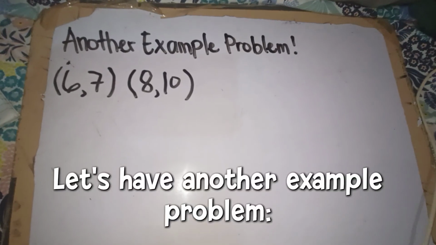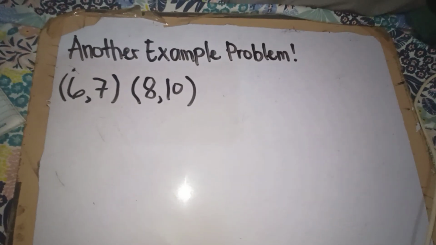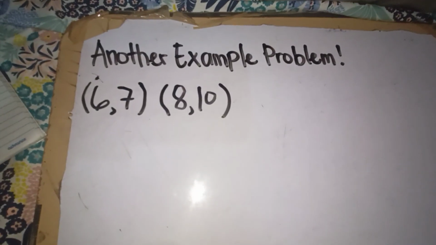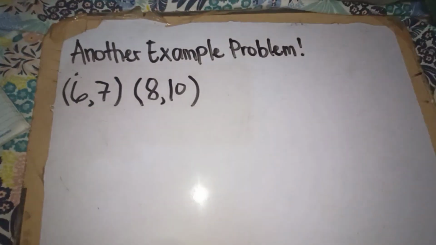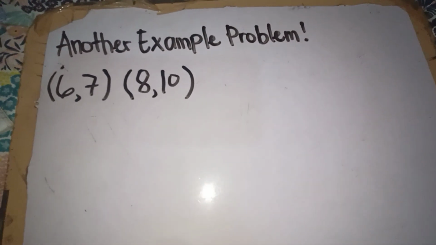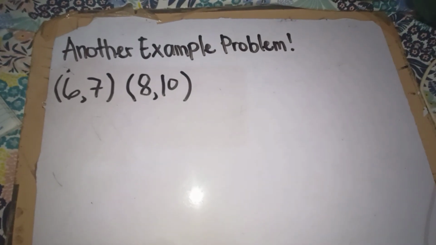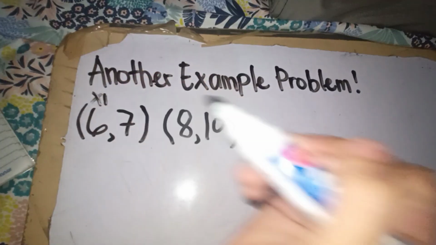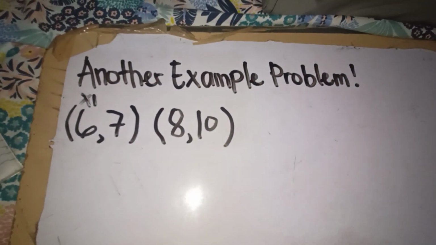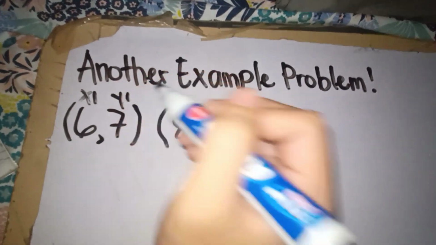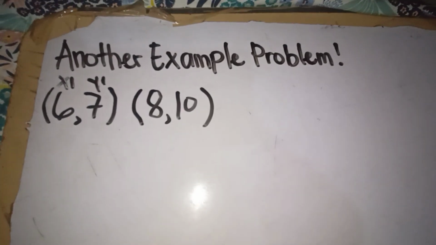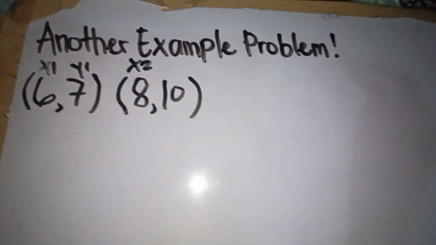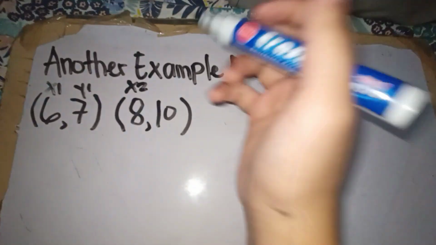Let's have another example problem. Again, let us find the slope of a line that passes through the points (6, 7) and (8, 10). First, identify the values. Our x sub 1 is 6 and our y sub 1 is 7, and our x sub 2 is 8 and our y sub 2 is 10.